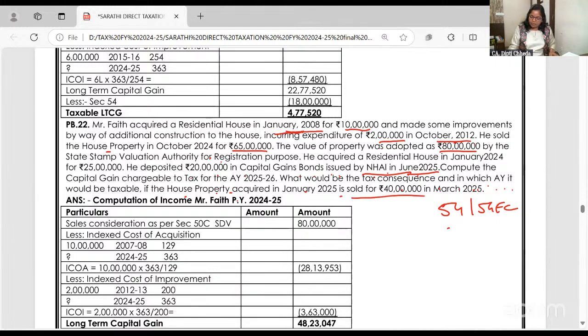Is sold for 40 lakhs in March 25. Oh, so the exemption is also revoked. Everything is there in this problem. You have sold the house, you have purchased the house. You have sold the house, you have purchased the bonds. And the house which you purchased, where did it go?